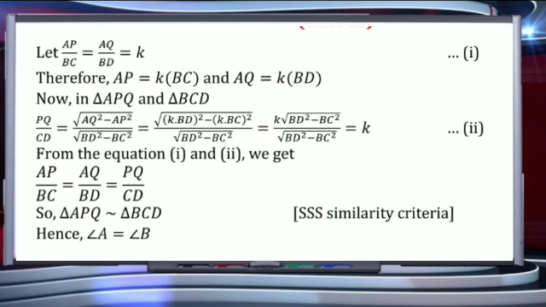As you can see, our numerator and denominator are the same. That will get cancelled, so we are left with only K. So that means all three proportions are equal. So AP upon BC is equal to AQ upon BD is equal to PQ upon CD. So hence the two triangles are similar by SSS criteria. So this implies angle A is equal to angle B.